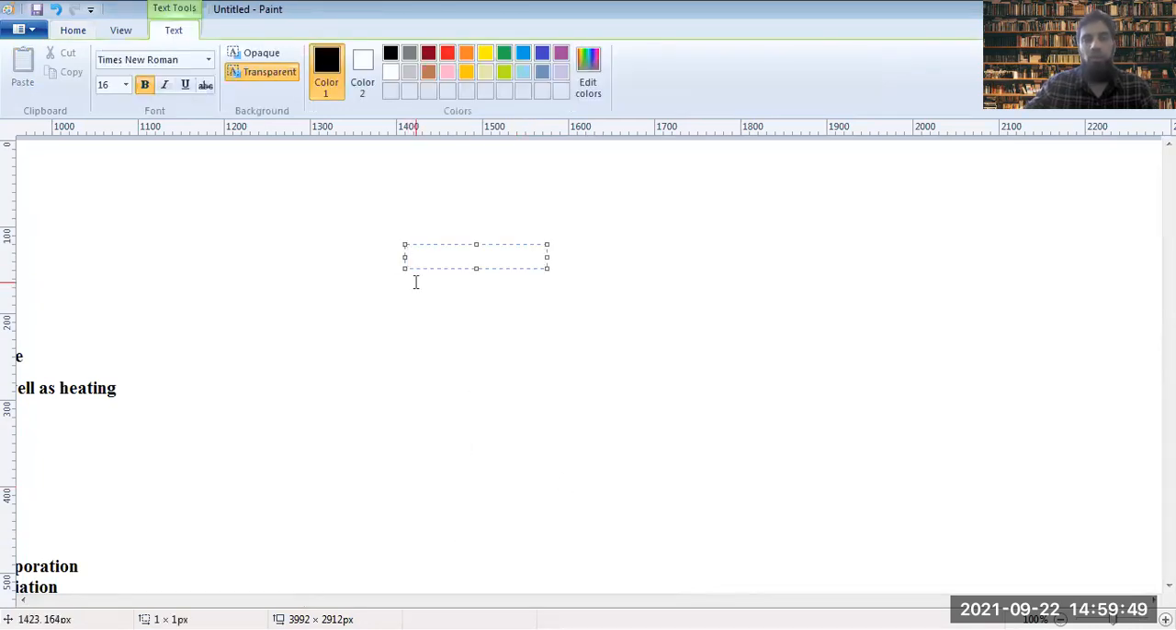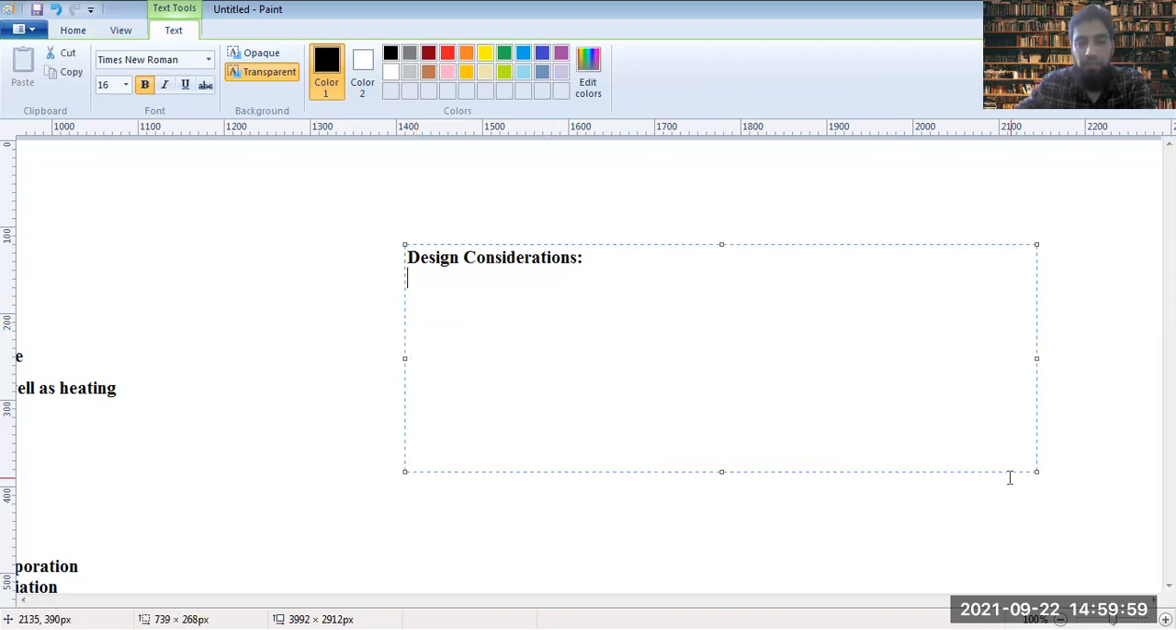So how do we maintain this now? What should be our design considerations? So the first thing is to maintain the orientation of the house. So orientation of the house is important.